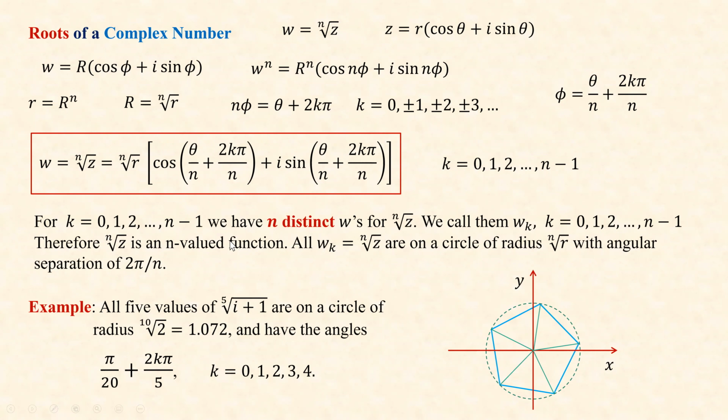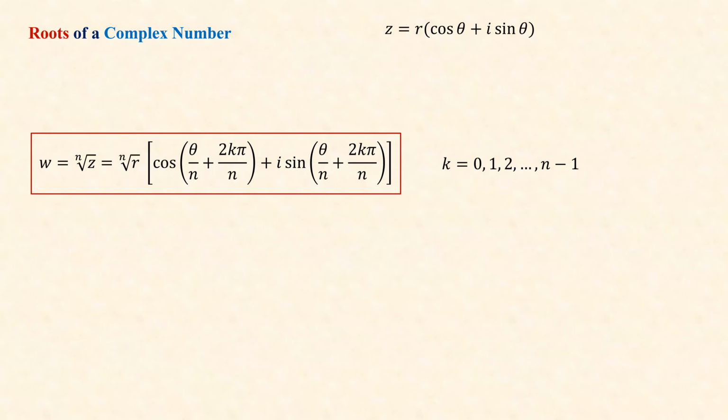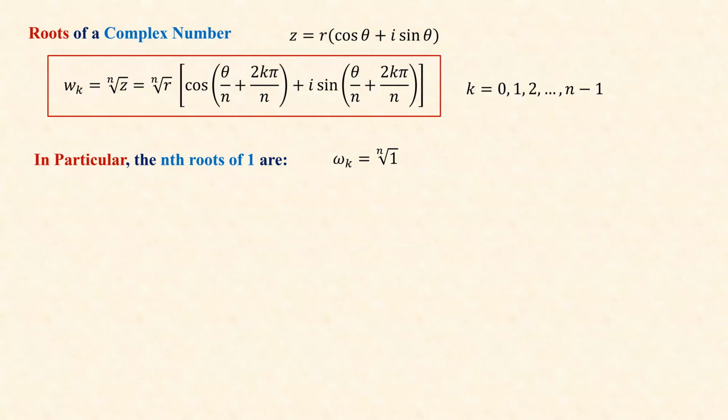So all of these nth roots of a complex number are on a circle of radius the nth root of the modulus of the complex number, and they are separated by 2 pi over n. All right, any questions? All right, so let's put that up here.